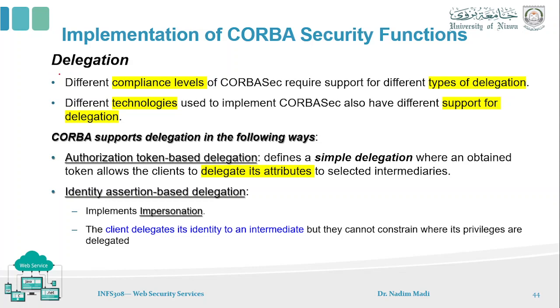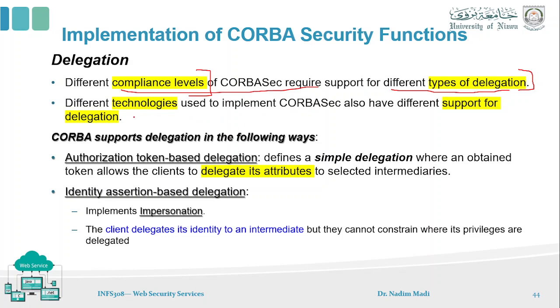So, delegation here. As you know, the class will be recorded, so I'm going to send you the recording of the class. If you are missing any parts, of course you can come back to them. We already know what delegation is. So how can we implement delegation in CORBA? It is by using different levels of CORBA SIC, with different levels of delegation. You need to know that different compliance levels of CORBA should provide, and require support for, different types of delegation. This means different security levels may have different delegation levels. Each delegation level gives a certain security level.